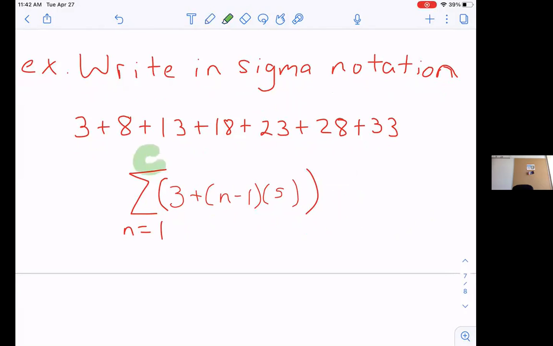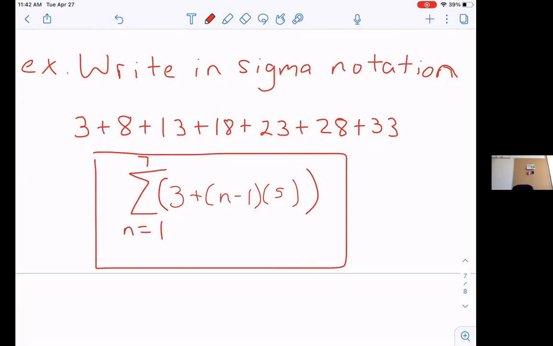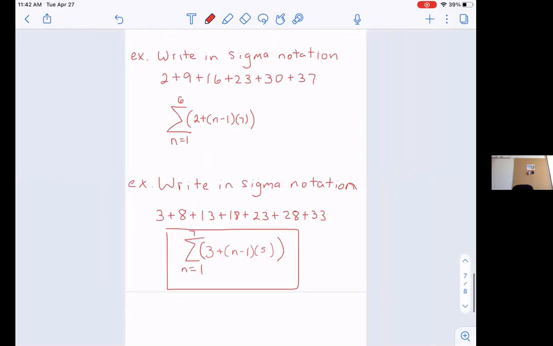And then the top one is, how many terms do we have? We have 1, 2, 3, 4, 5, 6, 7 terms. So that's going to go on top of the sigma. It's now written in sigma notation. And I didn't solve it, by the way. I didn't do that in the previous one either. It just said to write it in sigma notation. It didn't say solve it or figure out what it is.